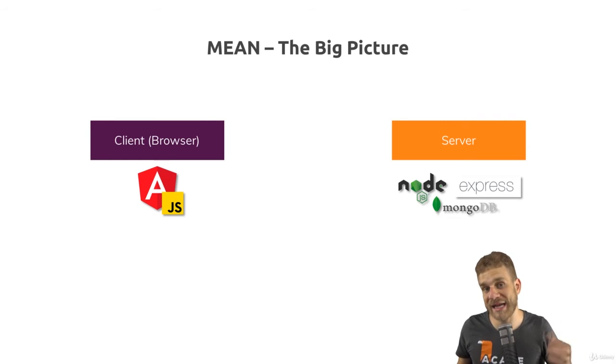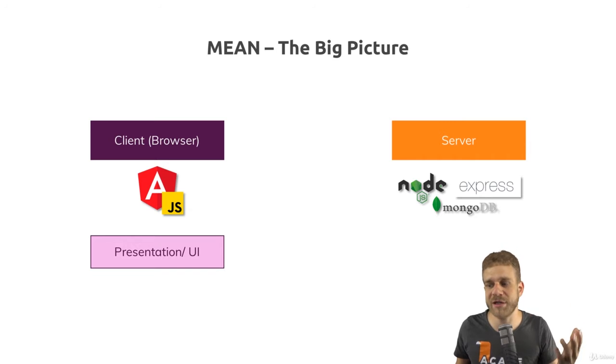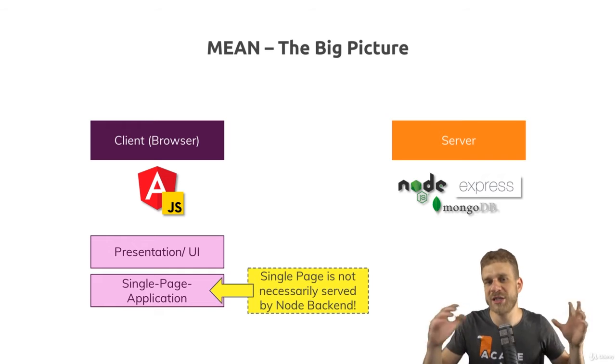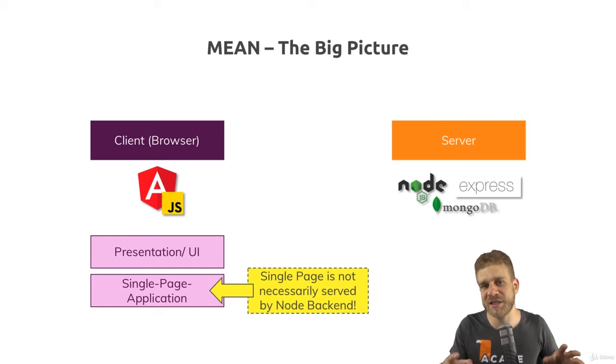Now, the client-side Angular is responsible for the user interface, so for the presentation. It's a single-page application, as I explained in the last lectures, and that single-page application can be rendered by our Node backend. So we could have one route which essentially returns that single HTML page, but it can also be totally decoupled from that and be served from a totally different host, some static host like AWS S3, for example.